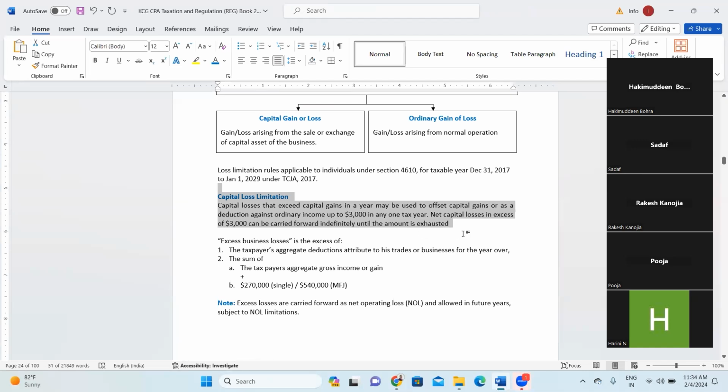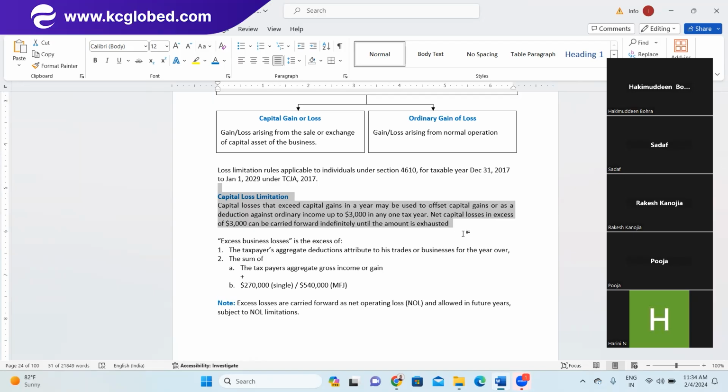Capital loss limitation: capital loss that exceeds the capital gain in a year may be used to offset capital gain, or as a deduction against ordinary income up to $3,000. What does it say? It says first you need to adjust capital loss against the respective capital gain, right? Then in phase 2, the long-term and short-term capital gain or loss can be adjusted.